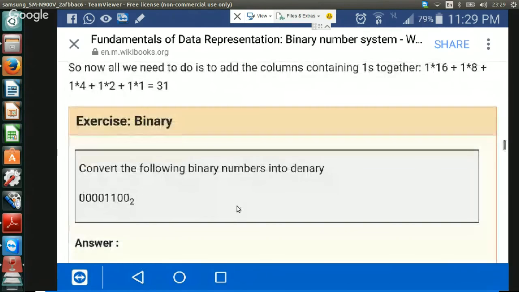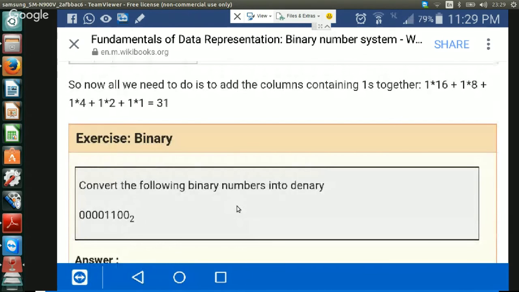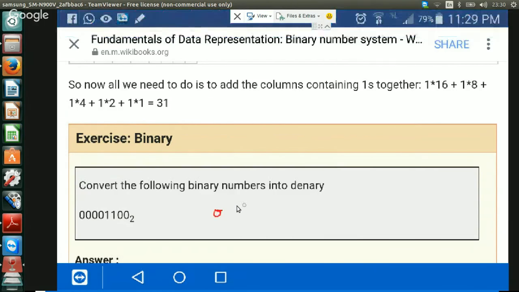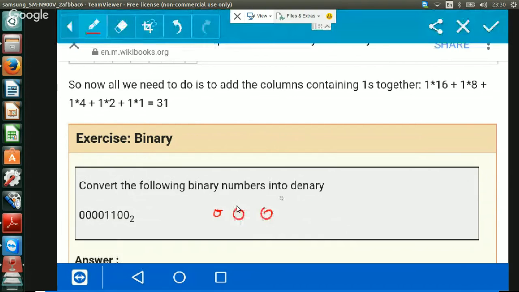Convert the following binary numbers into ternary. So solve with me. Let's see who can solve it first. All right. So how many bits we have? We have 1, 2, 3, 4, 5, 6, 7, and 8 bits. So I'm going to rewrite the number here: 0, 0, 0, 0, 1, 1, 0, 0.